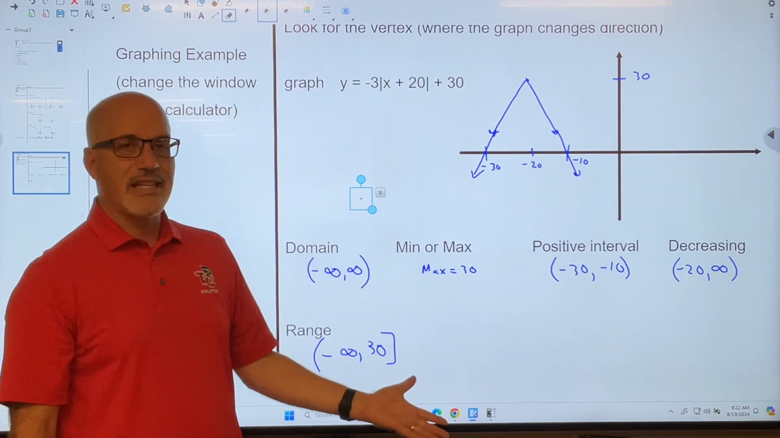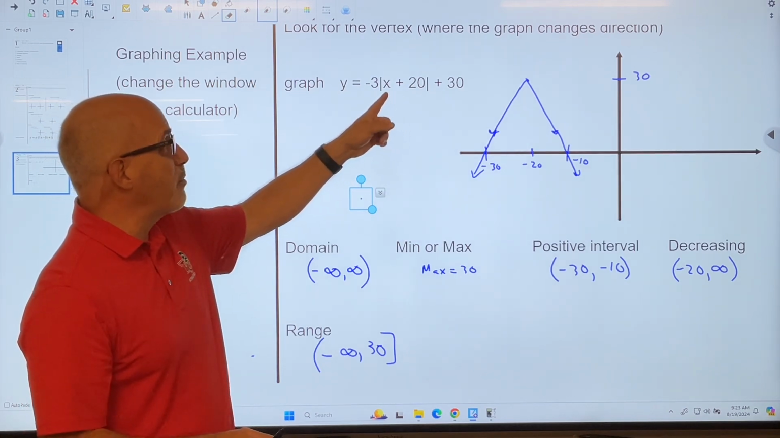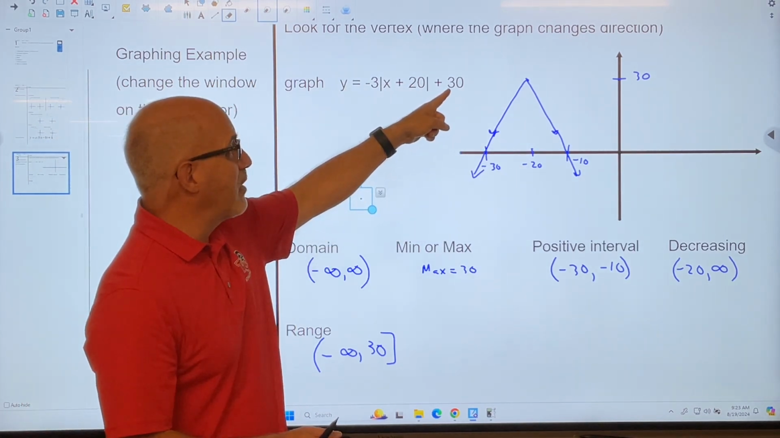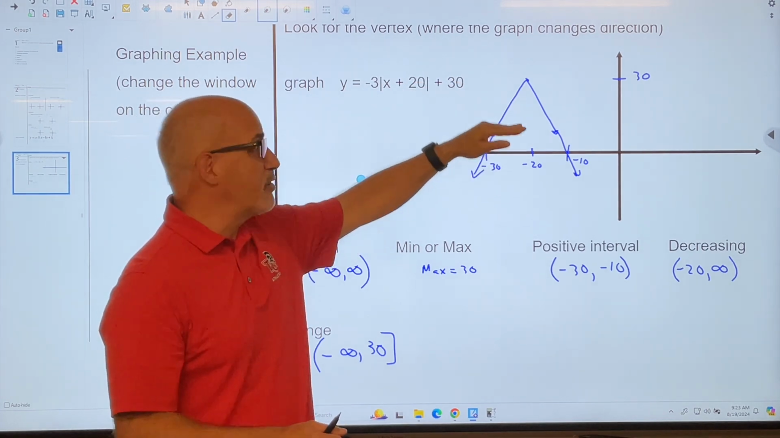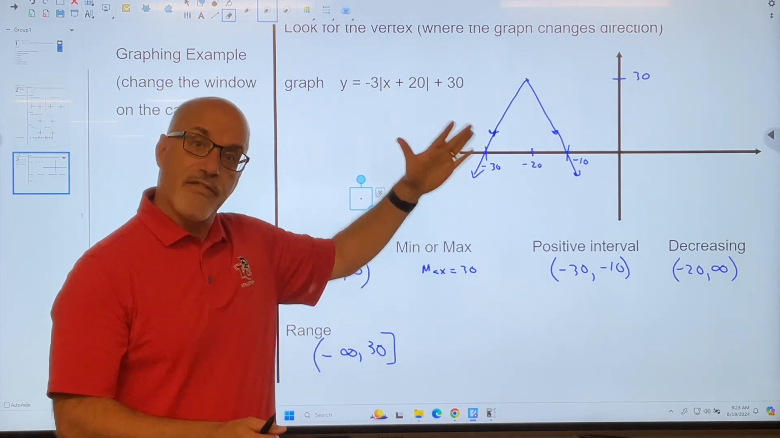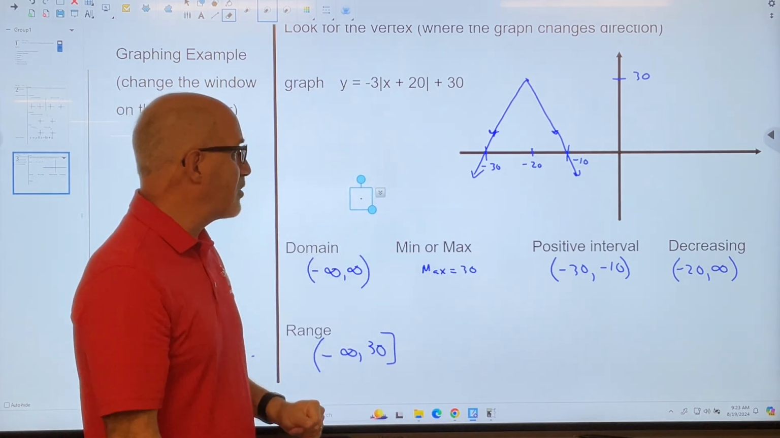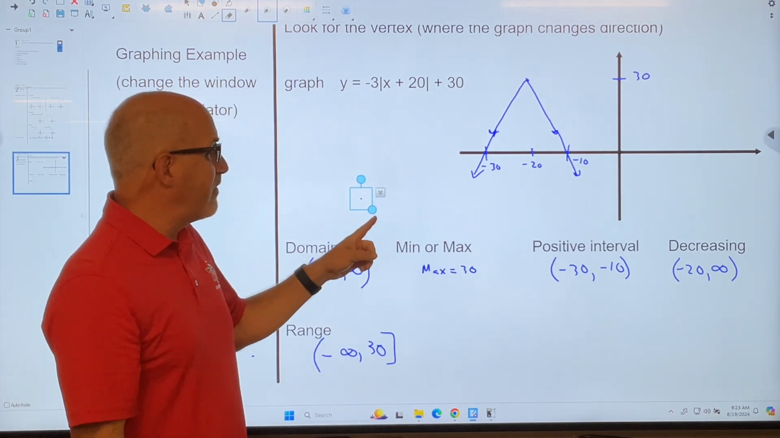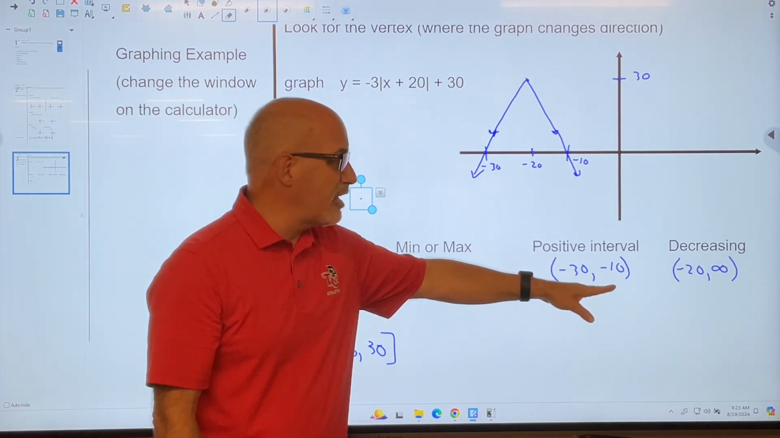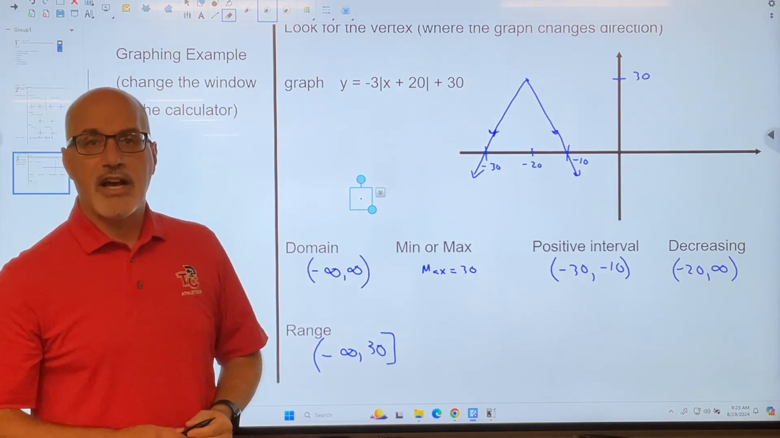So here's an example of how we put together, for instance, using our transformations. Opposite on the inside moves it to -20. The 30 moves it up, to the same number, 30 here. That -3, the negative flips it over. The 3 makes it go steeply in that direction. And then we can figure out the mins, maxes, the positive intervals, and we can change our window to help us find out what these key values are.